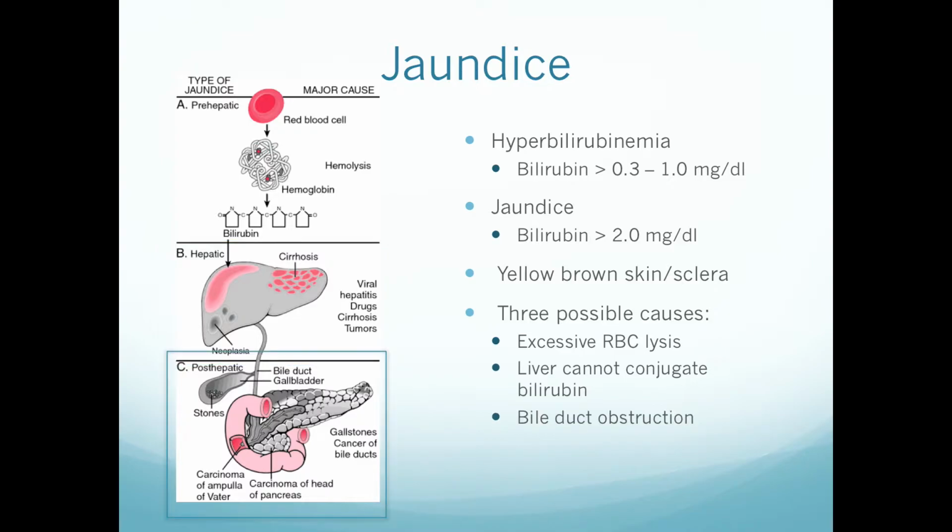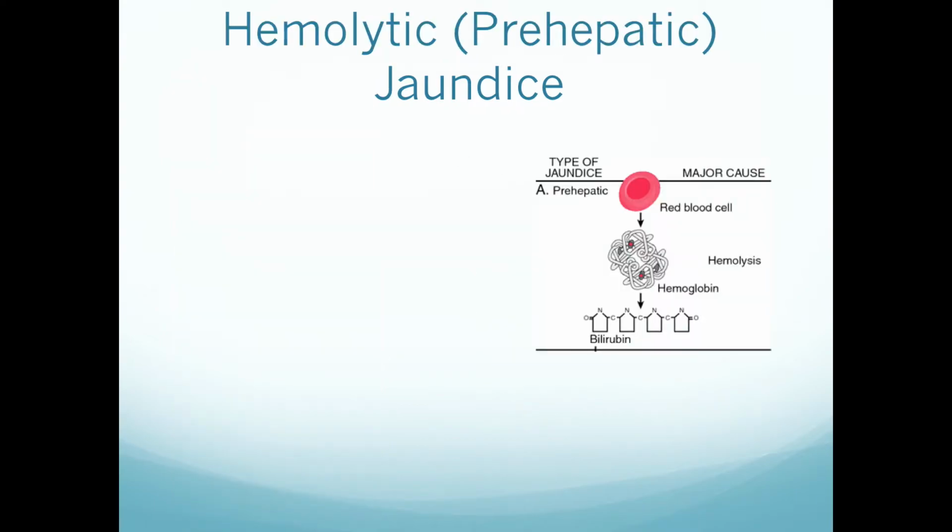The third is called posthepatic, in that the problem is after the liver, and this most commonly has to do with stones impacted in either the bile duct, the cystic duct, or the sphincter of Oddi. All of those are important when we go through the anatomical distributions and think about whether or not we would see jaundice. So let's go through these, the first being prehepatic, also referred to as hemolytic, associated with the lysis or breakdown of red blood cells.